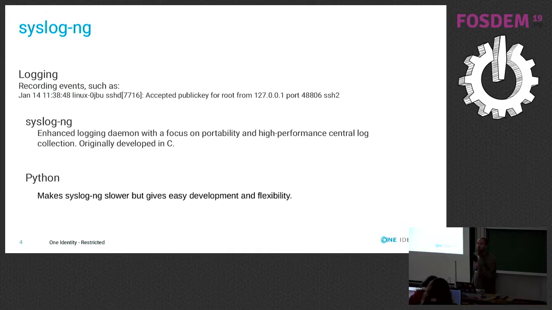So why Python? As Python is actually slower than C. On the other hand, it makes development a lot easier and more flexible, and you don't need a dedicated development environment like with C. It's just a text editor, and you are ready to go. And even a sysadmin like myself can extend syslog-ng with new functionality.